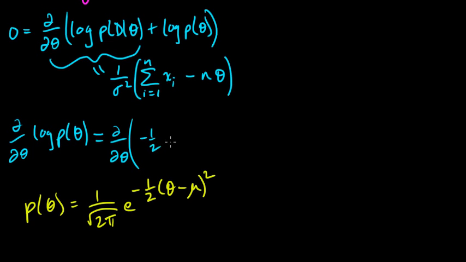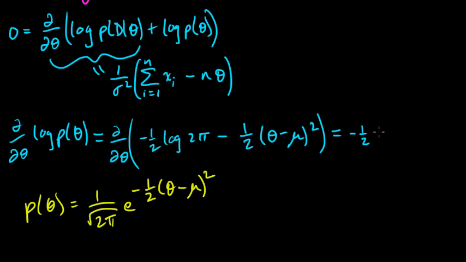So we just get the derivative of minus 1/2 log 2 pi minus 1/2 theta minus mu squared. The derivative of the first term is 0. And the derivative of this is minus 1/2 times 2, and we're differentiating with respect to theta, so it's 2 times theta minus mu times the derivative of theta minus mu, which is just 1.